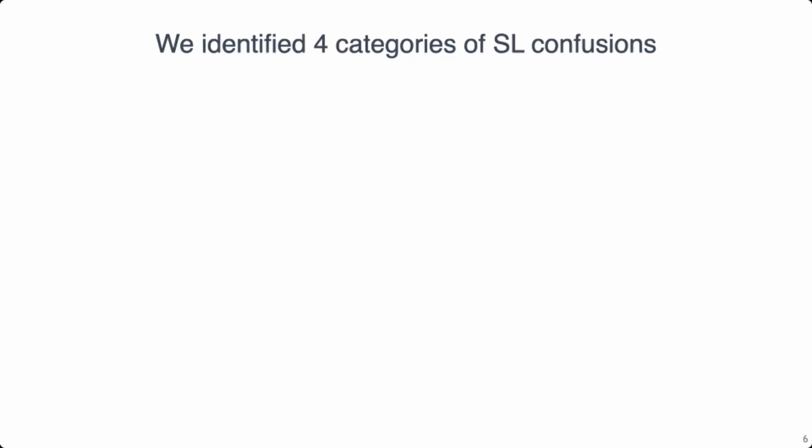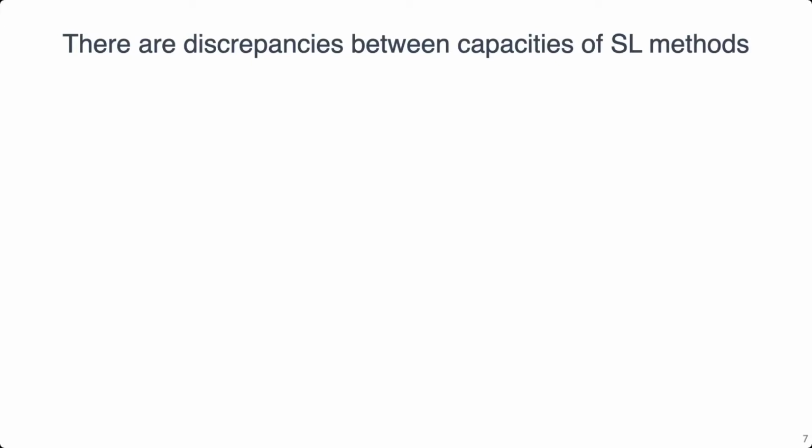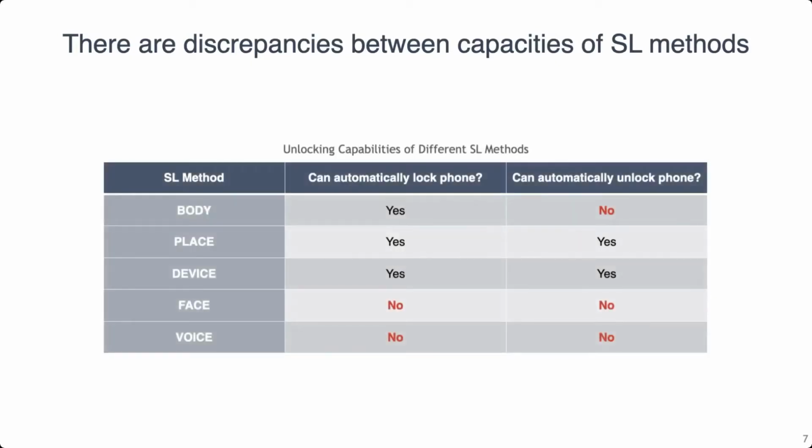The results showed that there are prevalent and specific confusions with SL, of which we identified 4 different categories. The first category was confusions about the capabilities of SL, where participants were unsure whether SL could lock the phone automatically or unlock it or both. For example, the mixture of IA and EA created unmet expectations about the capabilities of the EA methods. Participants thought that because EA methods were in SL, they should be capable of automatic unlocking just like the IA ones, where in reality this is not the case.